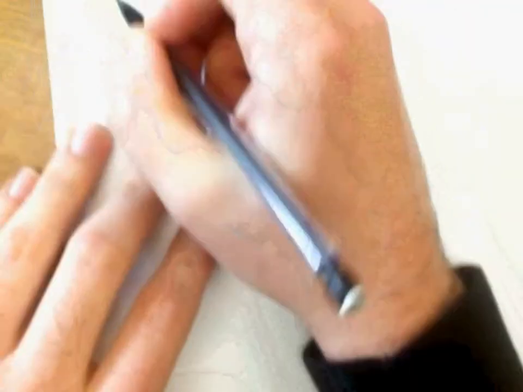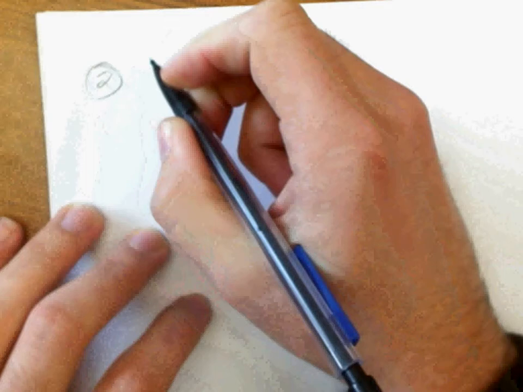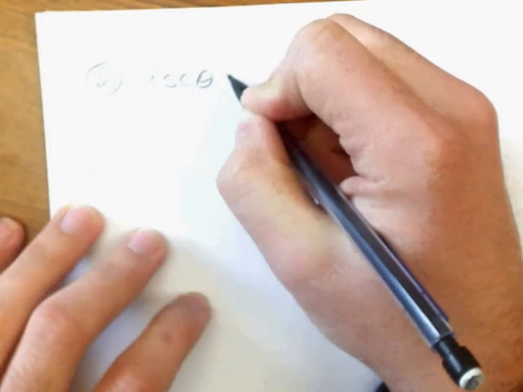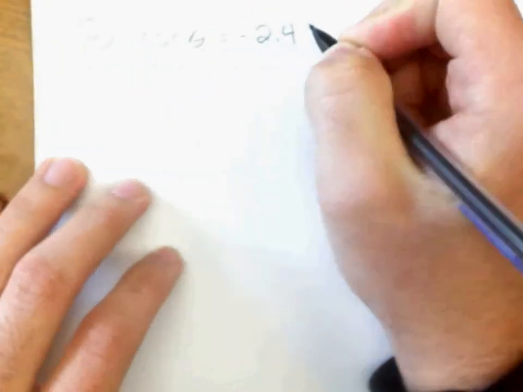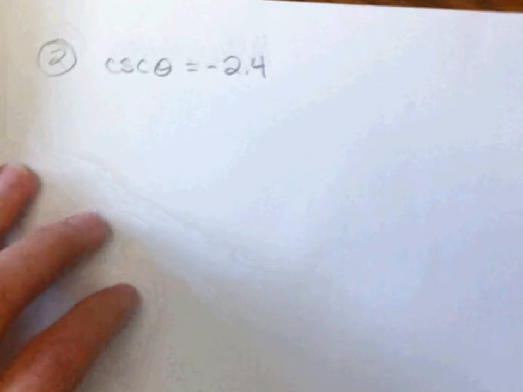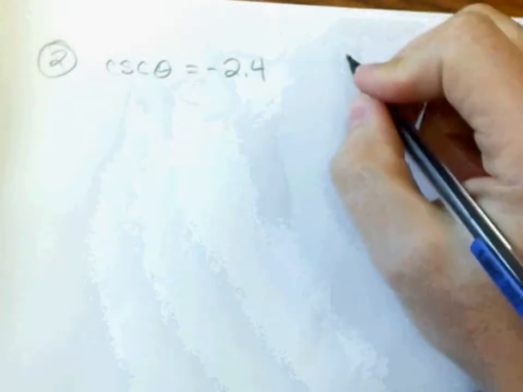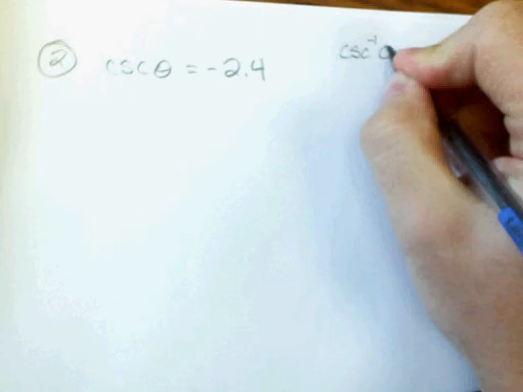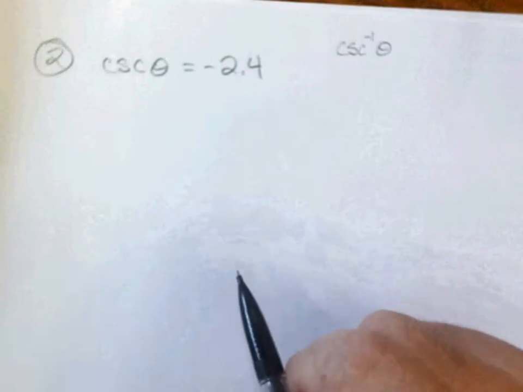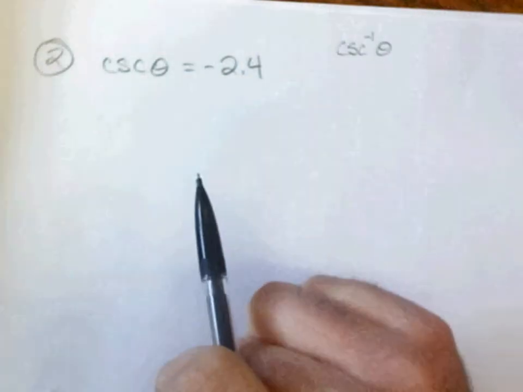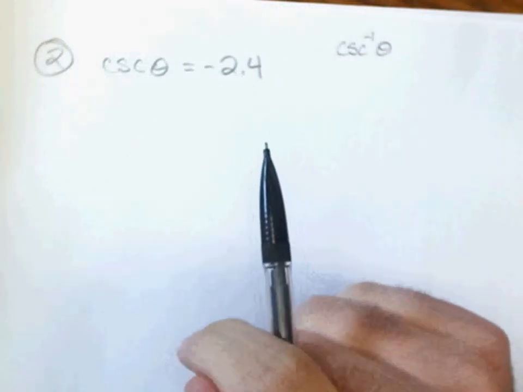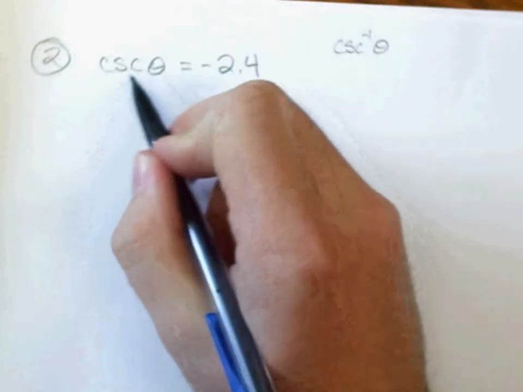So problem number 2 was cosecant theta equals negative 2.4. Most of you do not have a calculator that has an inverse cosecant function. If you do, that's great, and you're welcome to use it. Most people don't, unless you have probably a TI Inspire. But if you're working with a calculator that doesn't have it, it's okay.